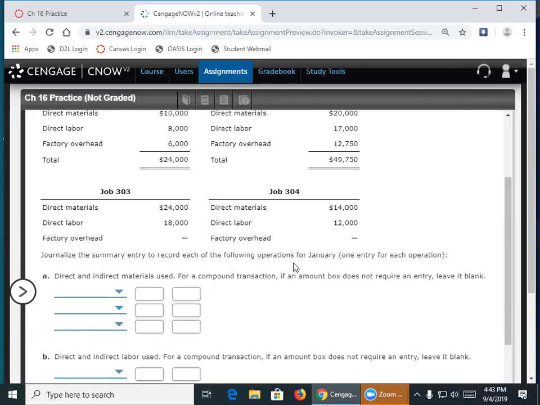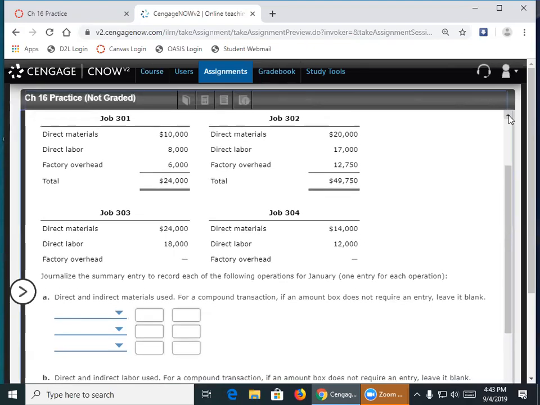Let me move that up just a tiny bit there. Okay, so it says direct and indirect materials. Well, it told us up in the word problem that we had 8,000 of indirect materials. So we already know that. But we need to know how much direct materials were used in January. Well, these are all direct materials, right? All four of these. Each job has direct materials. So you just need to add them up, okay? So for direct materials used, I would just take the 10,000 from 301 plus the 20,000 plus 24,000 plus 14,000.